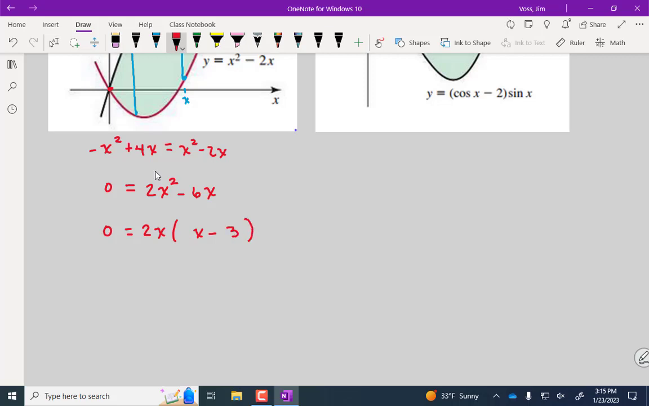And now we don't have to get super precise with it. But when we look at that factored form, we see that the zeros are 0 and 3. So those are the two x values of the two intersection points, and we know that it opens up.